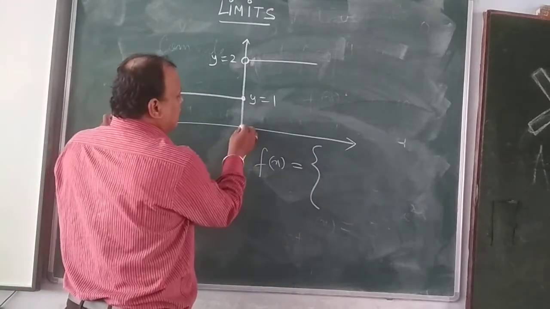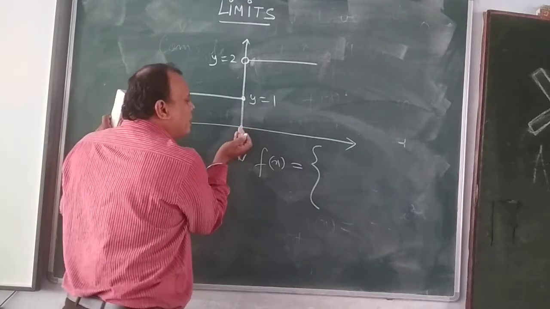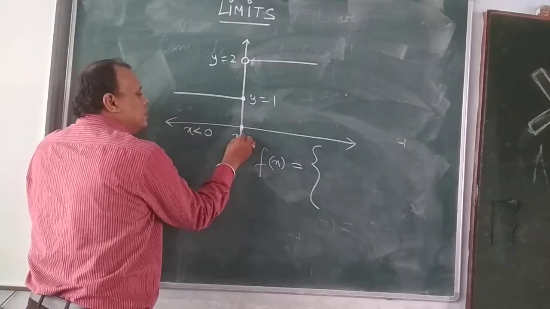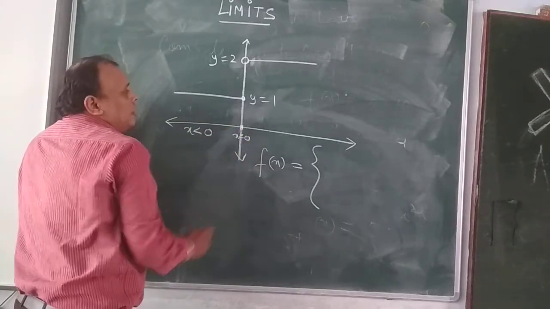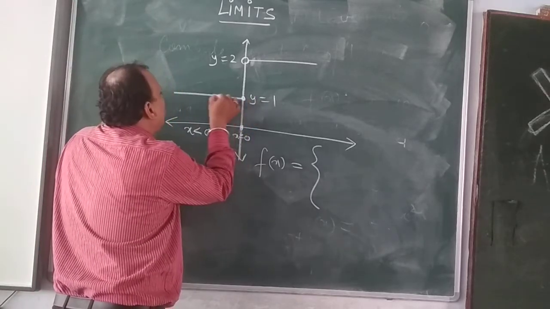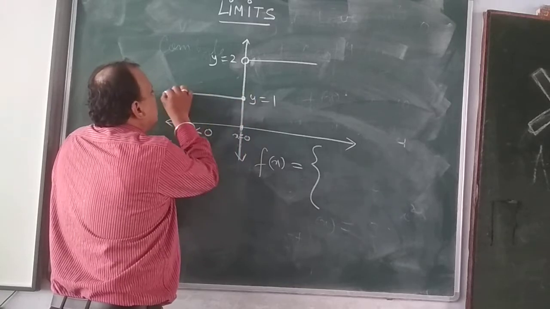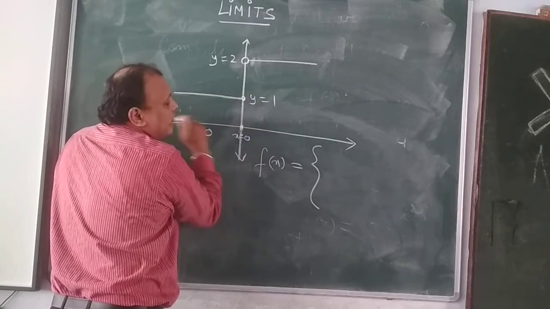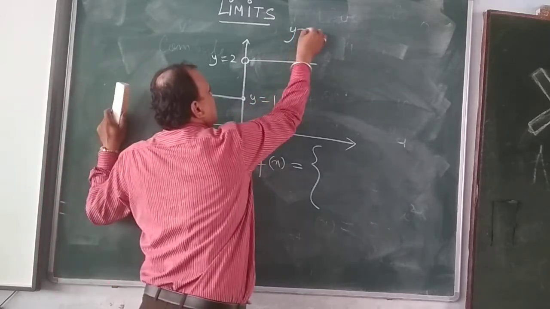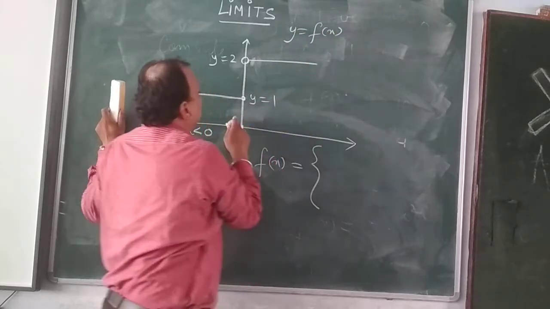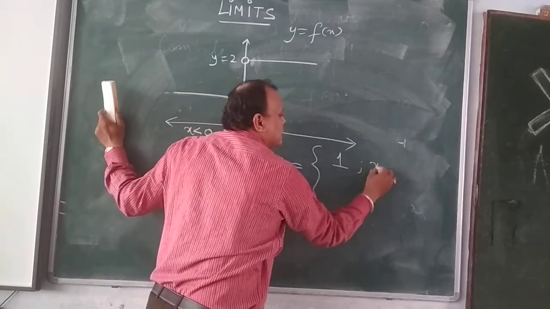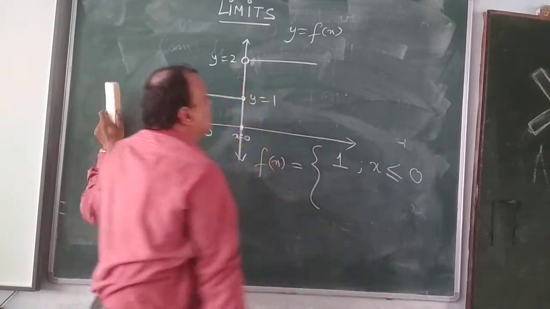It is very clear that at x equal to 0 or x less than 0, this point is the origin where x and y both are 0. At x equal to 0 or x less than 0, this is a straight line which is parallel to x axis. The value of the function y is equal to f of x is becoming 1 when x is less than or equal to 0.